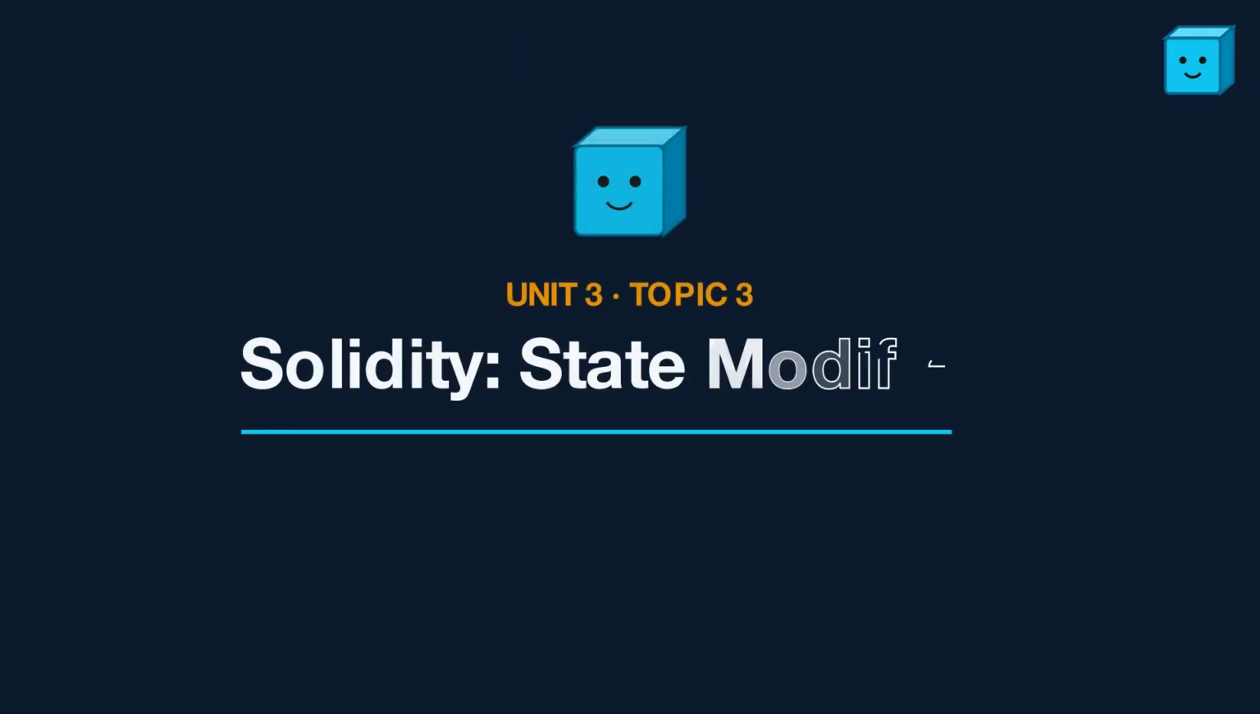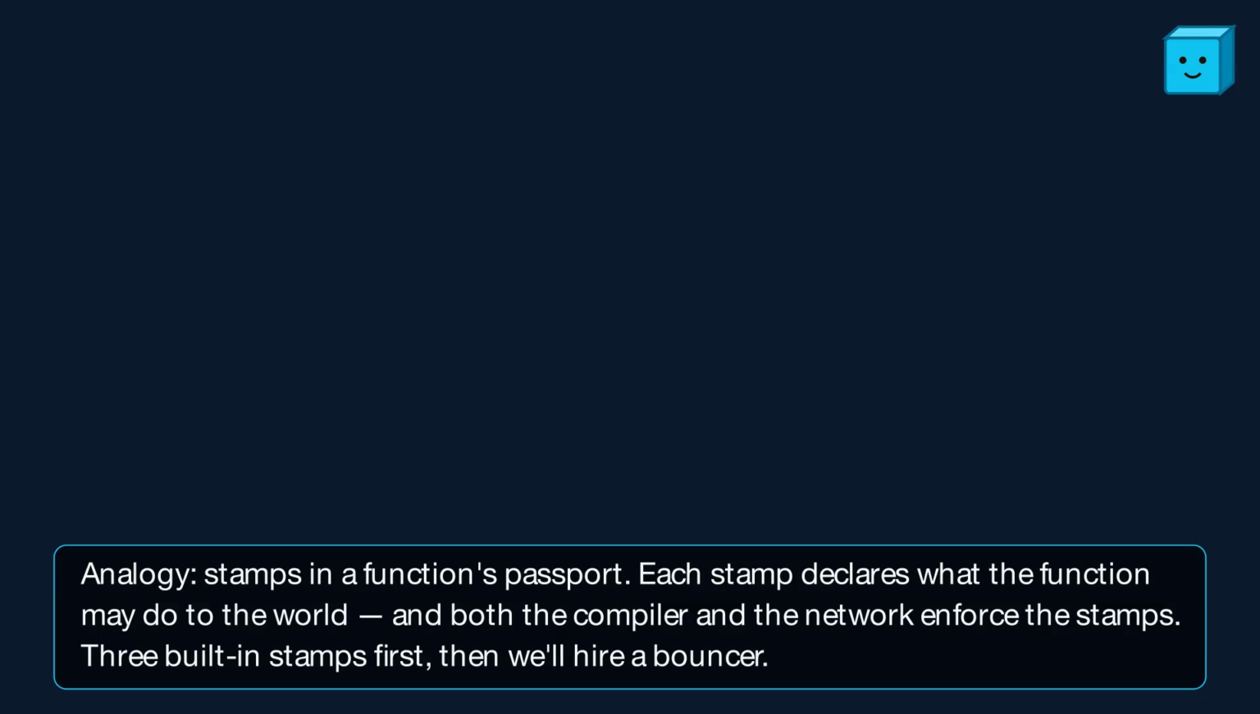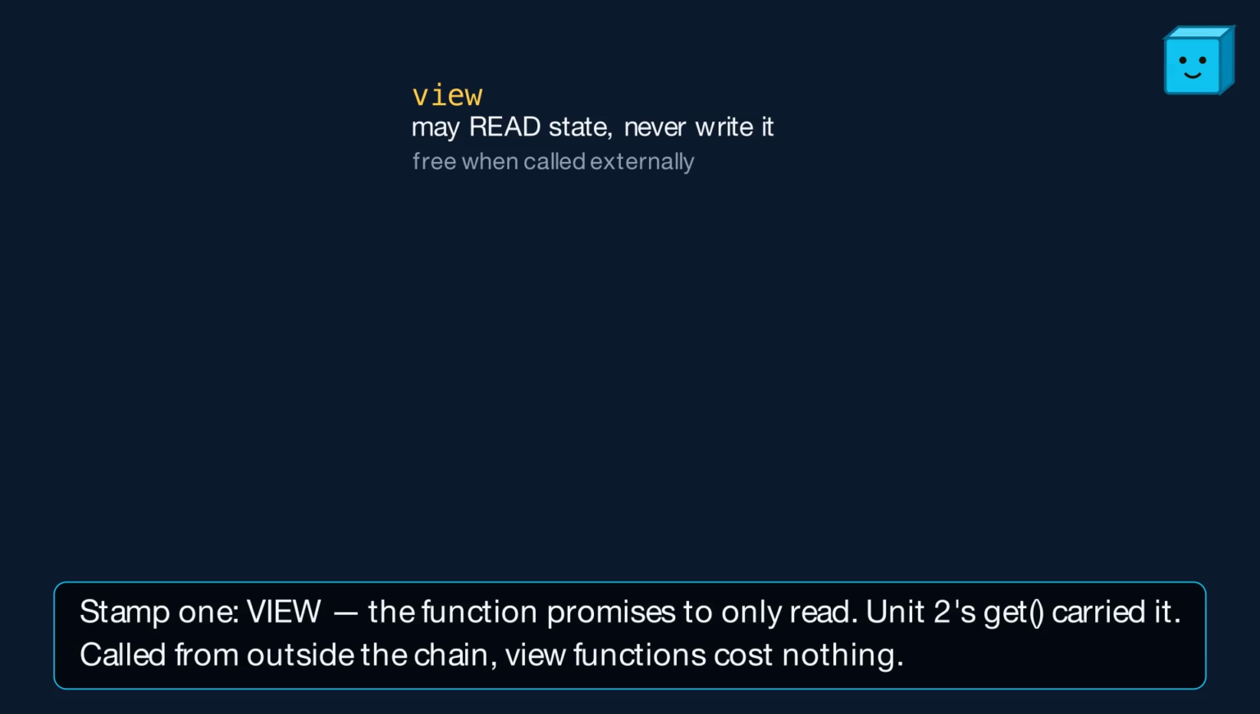Unit 3, Topic 3, Solidity, State Modifiers. Analogy, stamps in a function's passport. Each stamp declares what the function may do to the world, and both the compiler and the network enforce the stamps. 3 built-in stamps first, then we'll hire a bouncer. Stamp 1, view. The function promises to only read.